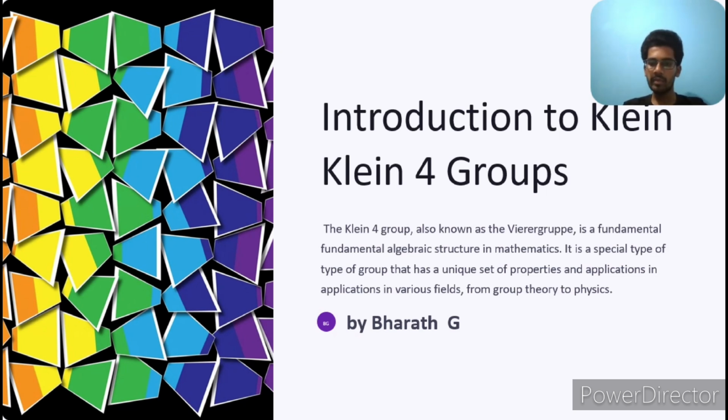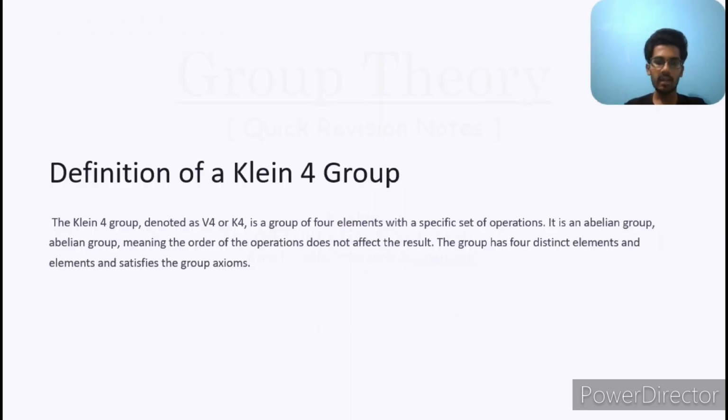The Klein 4 group is a fundamental algebraic structure in mathematics. It is a special type of group that has a unique set of properties and applications in various fields, from physics to mathematics. To begin with, the definition of the Klein 4 group.